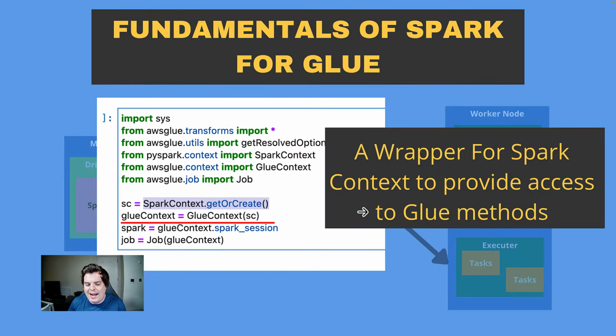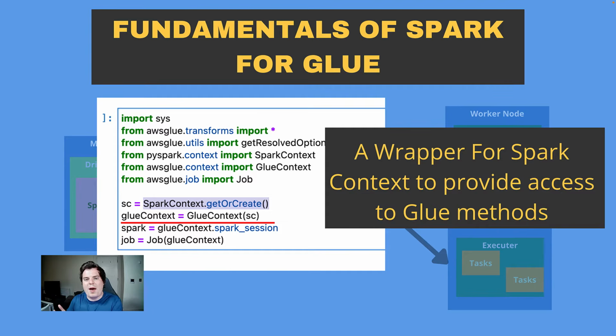But the other thing it actually needs is a Glue context. And this is where there's a slight difference between using Spark in an open source environment outside of AWS Glue and running it with AWS Glue. The Glue context is a wrapper for the Spark context to provide access to Glue methods. So the Spark context is still our entry point, but we've wrapped it in this Glue context, and that means that we can use these Glue methods. And that's what we're going to take a look at today.